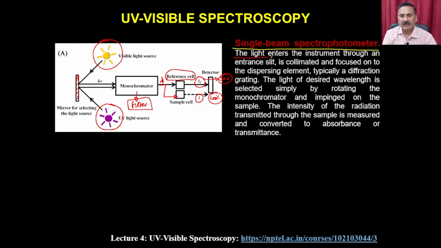So the light enters the instrument through an entrance slit, and it is collimated and focused onto the dispersing element, typically a diffraction grating. The light of desired wavelength is selected simply by rotating the monochromator and impinged onto the sample. The intensity of the radiation transmitted through the sample is measured and converted to the absorbance or the transmittance.